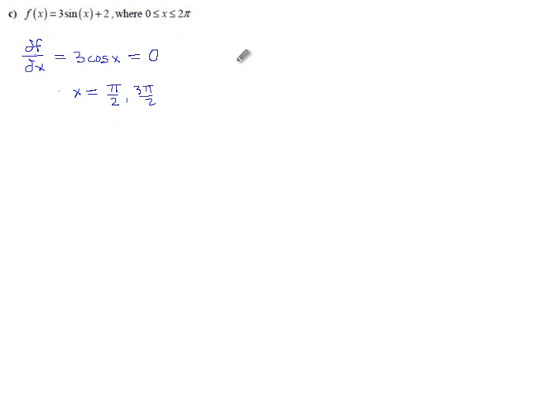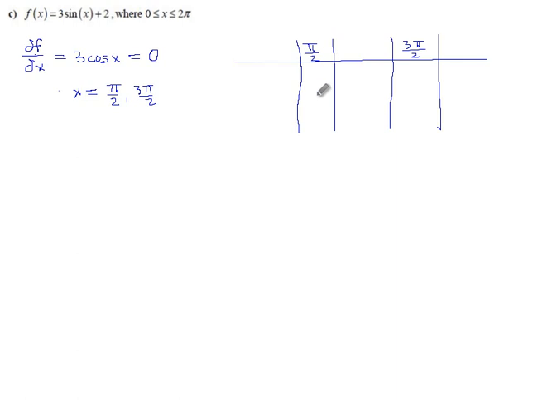So let's conjure up a number line here. Here's pi by 2. Here's 3 pi by 2. We're going to look exactly on those points, and we're going to get 0, but in general you want to check on those points and you want to check around those points, and we want to see the behavior of 3 cosine x.